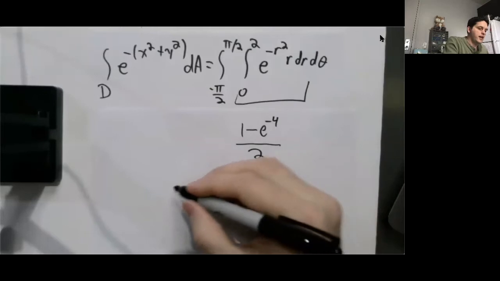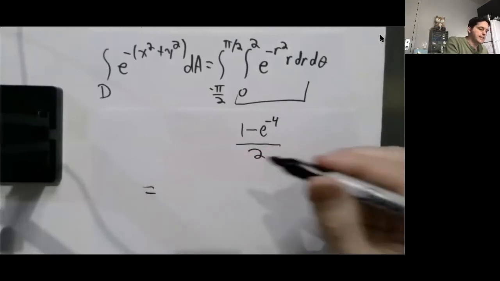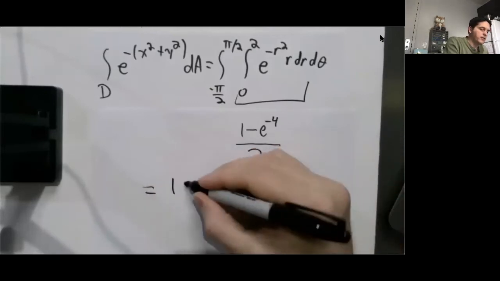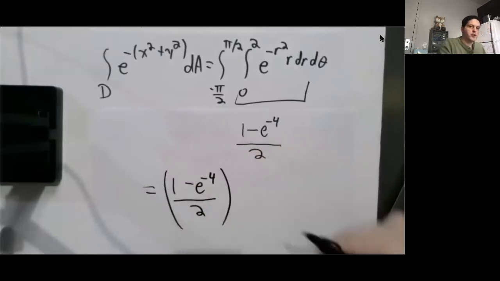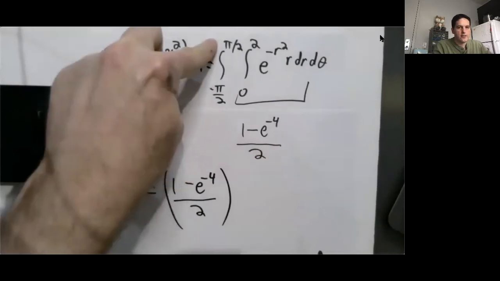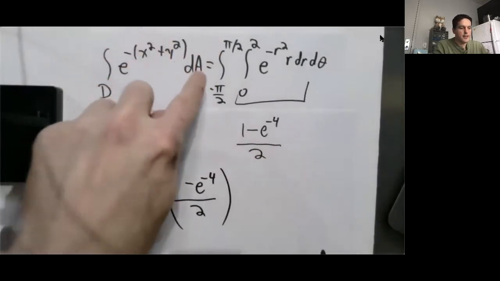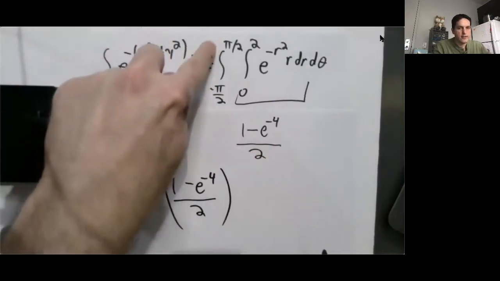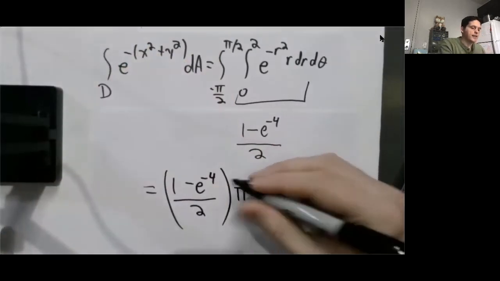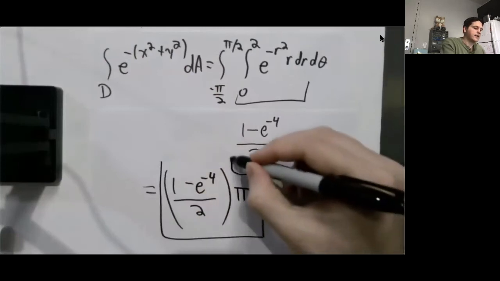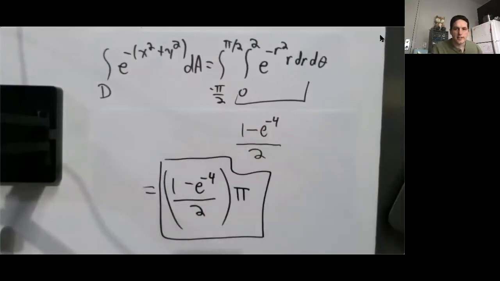So what we get is this constant value, 1 minus e to the minus 4 over 2, multiplied by the length of the interval that we're integrating over. We're integrating from minus pi over 2 to pi over 2. The length of that interval is pi. So this is our final answer.